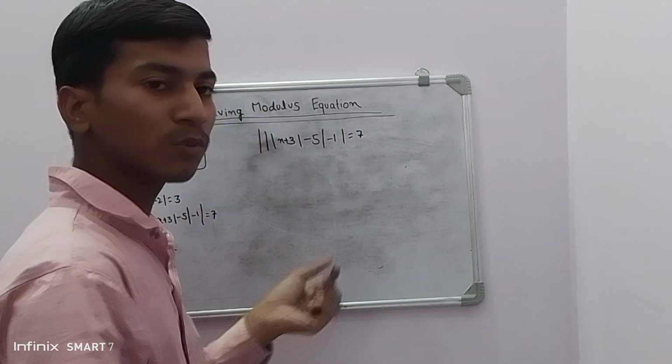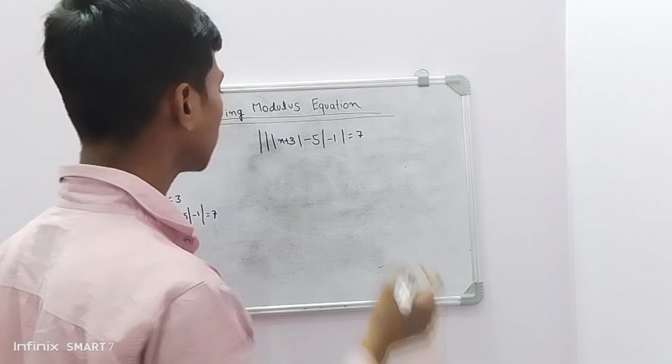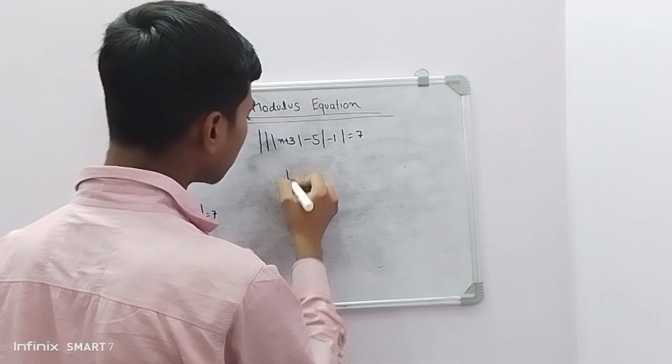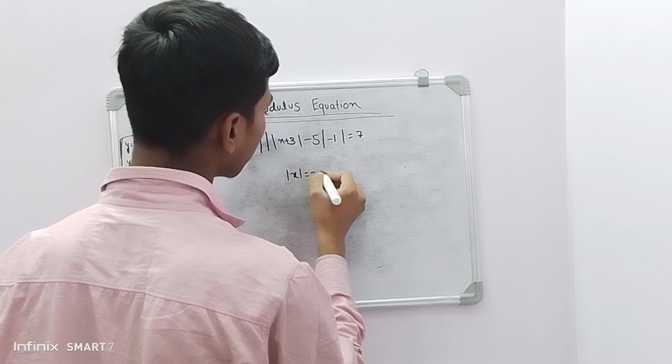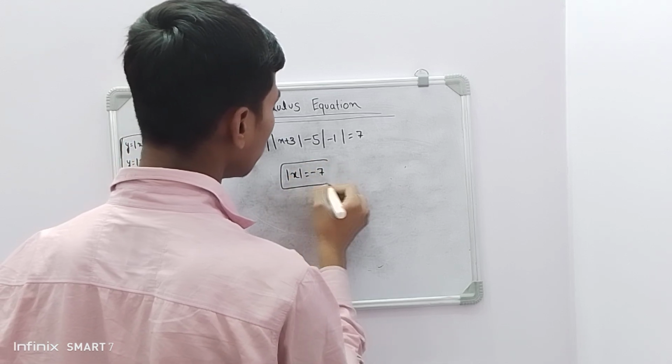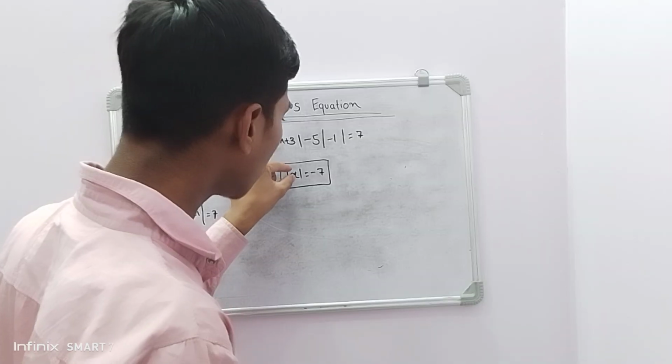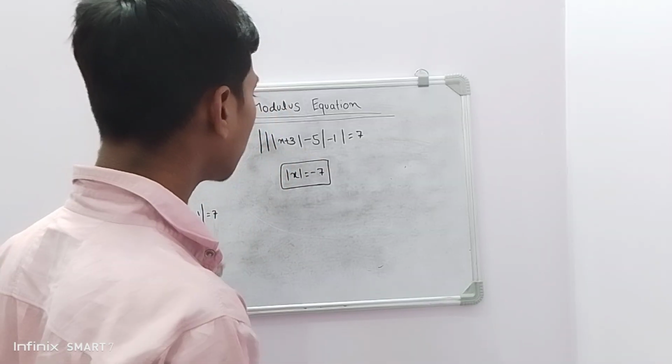Before solving this, I am going to talk about a very interesting question. Let's suppose we have the value x, and we get minus 7. So what will be the solution? What should be the value of x? Then we will get the minus 7.